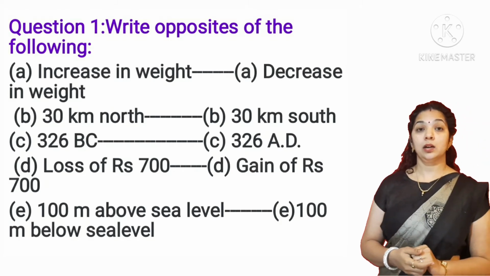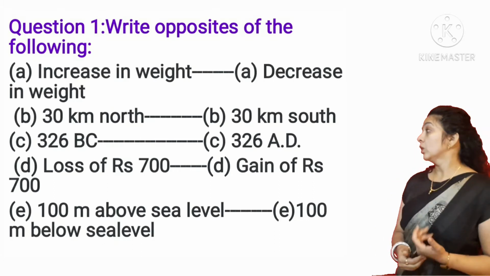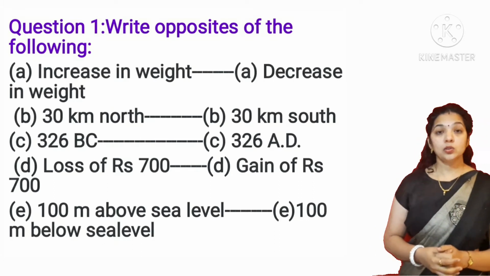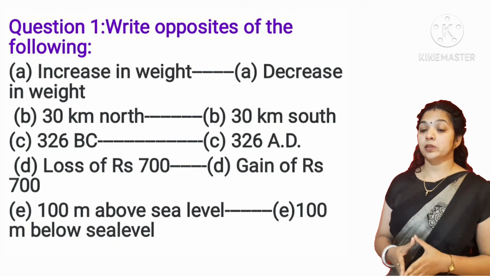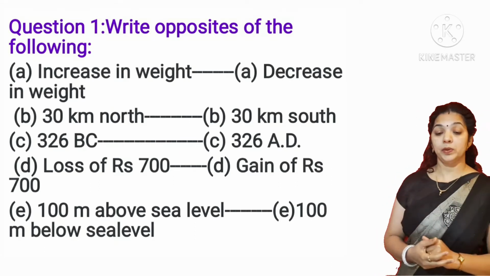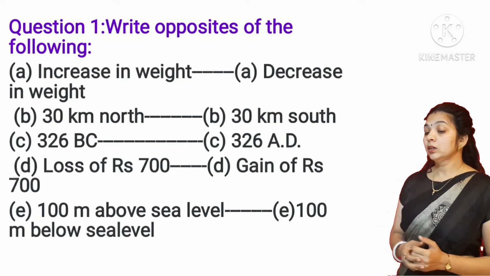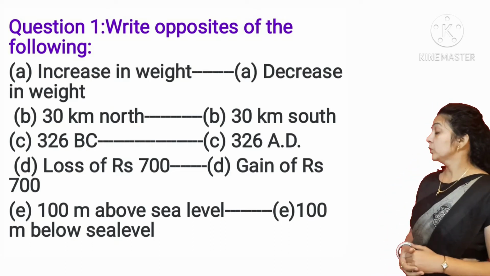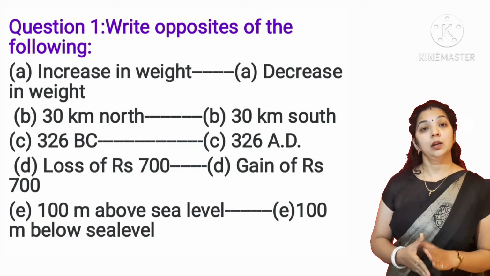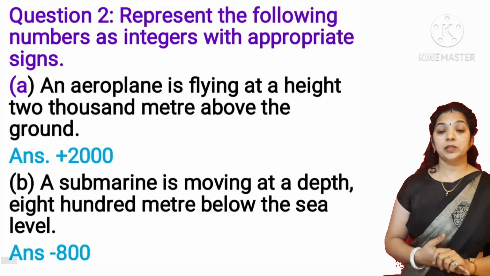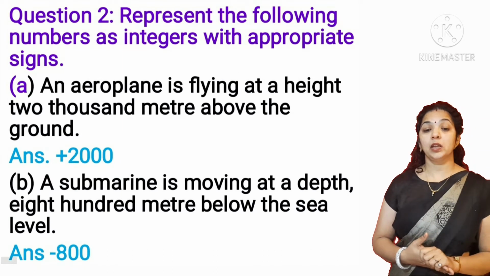C is 326 BC. The opposite is 326 AD. Loss of 700 rupees. So gain of 700 rupees. E, 100 meter above sea level. So the opposite of this is 100 meter below sea level. Okay. Next question is represent the following number as integer with appropriate signs.